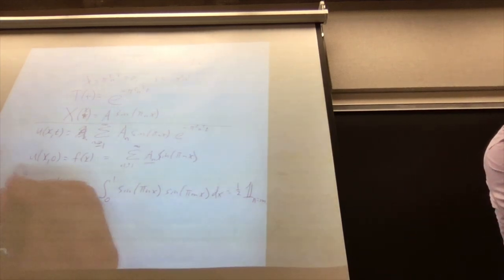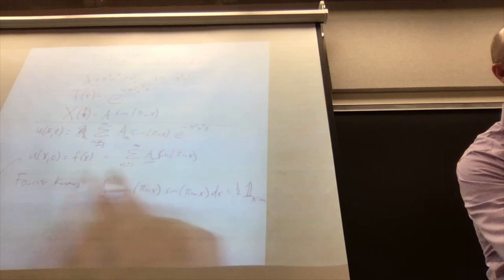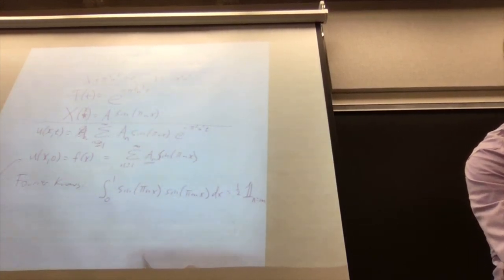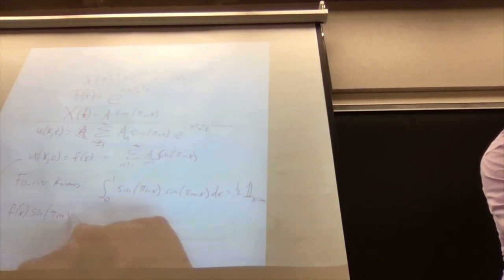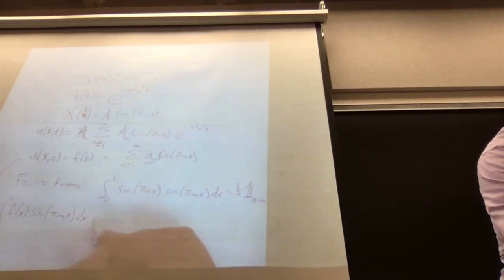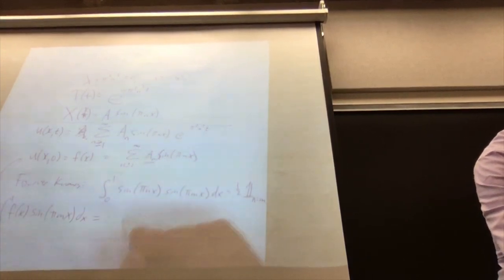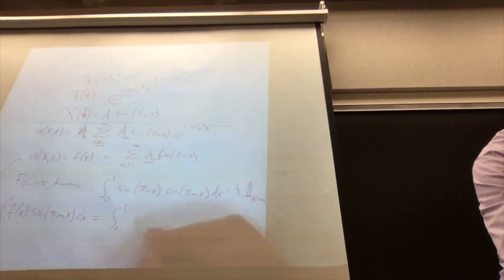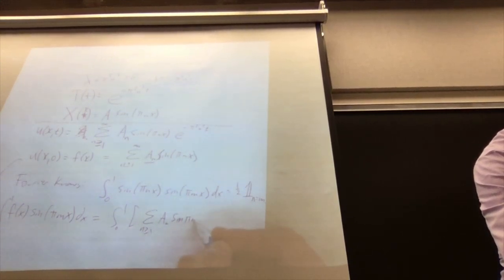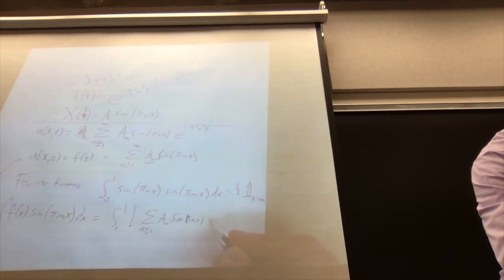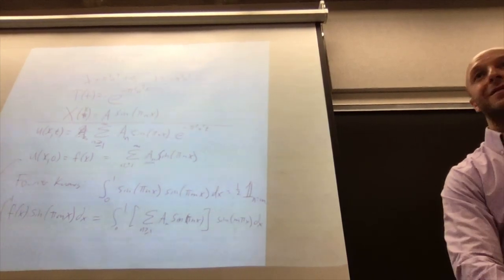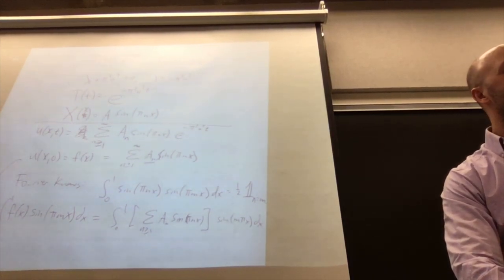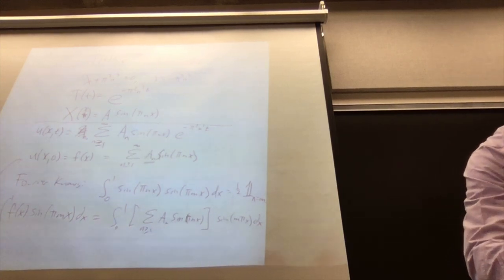So what does he do? He says, all right, let's look at both sides of this and apply this integral. If I take f of x, multiply it by sine of pi m x, and integrate from 0 to 1 dx, what will I get? Well, f of x is this whole thing. So now I have an integral from 0 to 1 of a sum of a_n sine of pi n x, times sine of m pi x dx. Everybody see that?